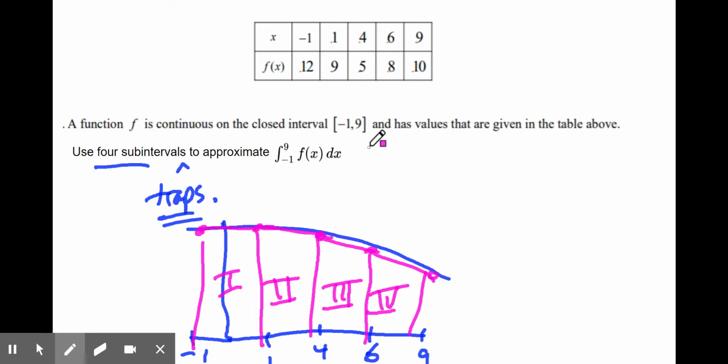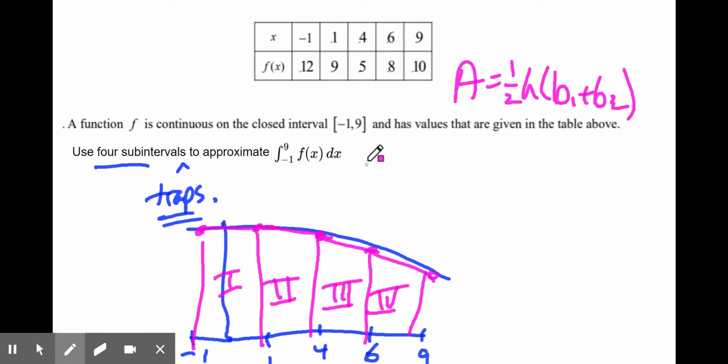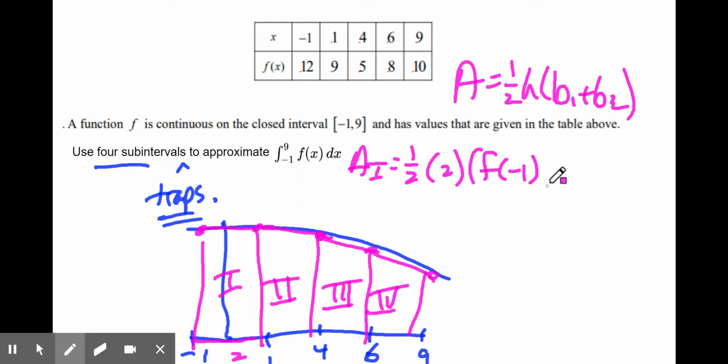Here we go. The area of a trapezoid is 1/2 the height times base 1 plus base 2. Let's go ahead and do it. The area of the first trapezoid is 1/2 of 2. 2 units is the height. This distance is 2. f of -1 plus f of 1. Next one, I'll leave some space there so we can actually calculate that one. You can see me do one. F of a half, it's a half.